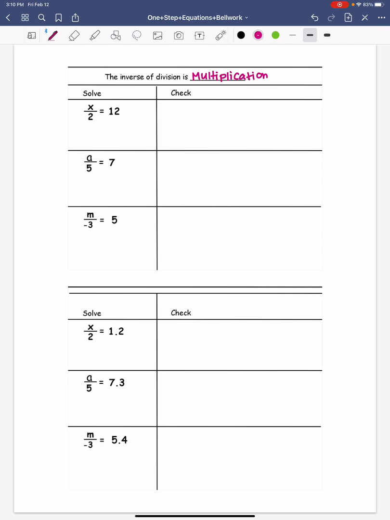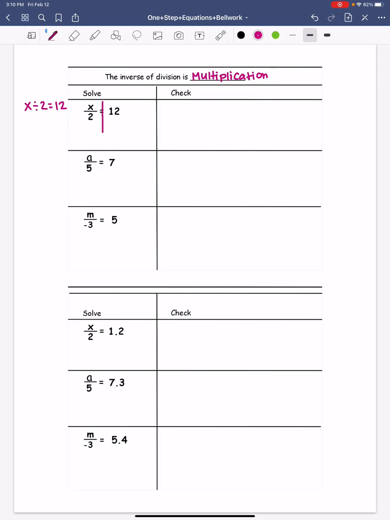We're gonna do two problems with you guys, and then you can try the rest on your own. So we'll start with this top one. We have x divided by 2 equals 12. Remember, this fraction bar just means division. So we could rewrite that as x divided by 2 equals 12. The fraction bar is how you'll see them most of the time, but you could rewrite it that way. They mean the same thing.